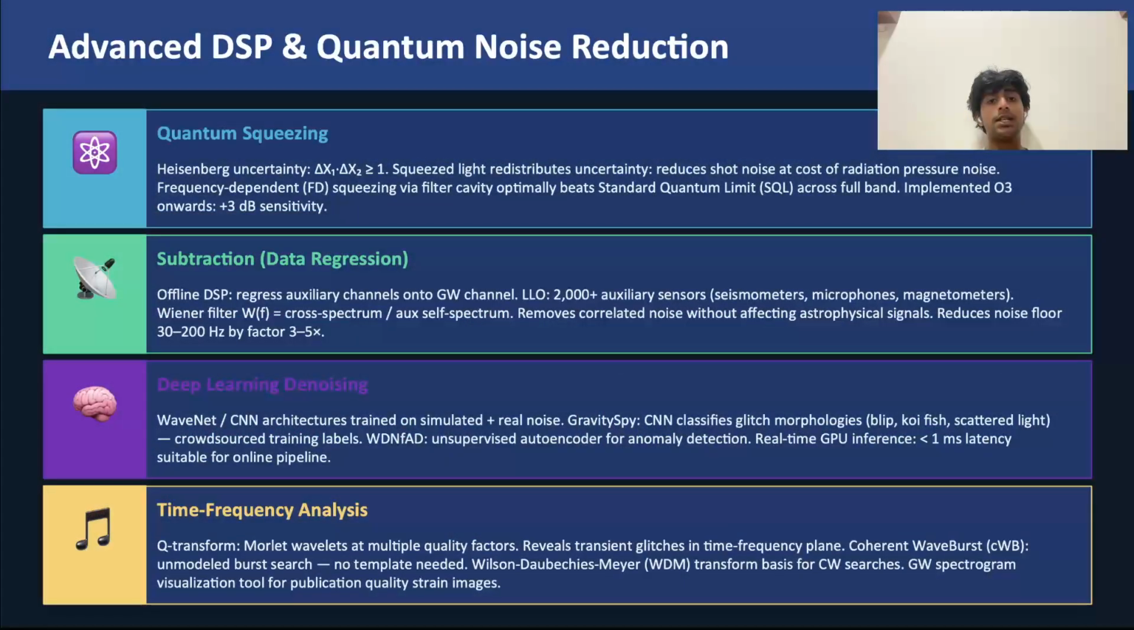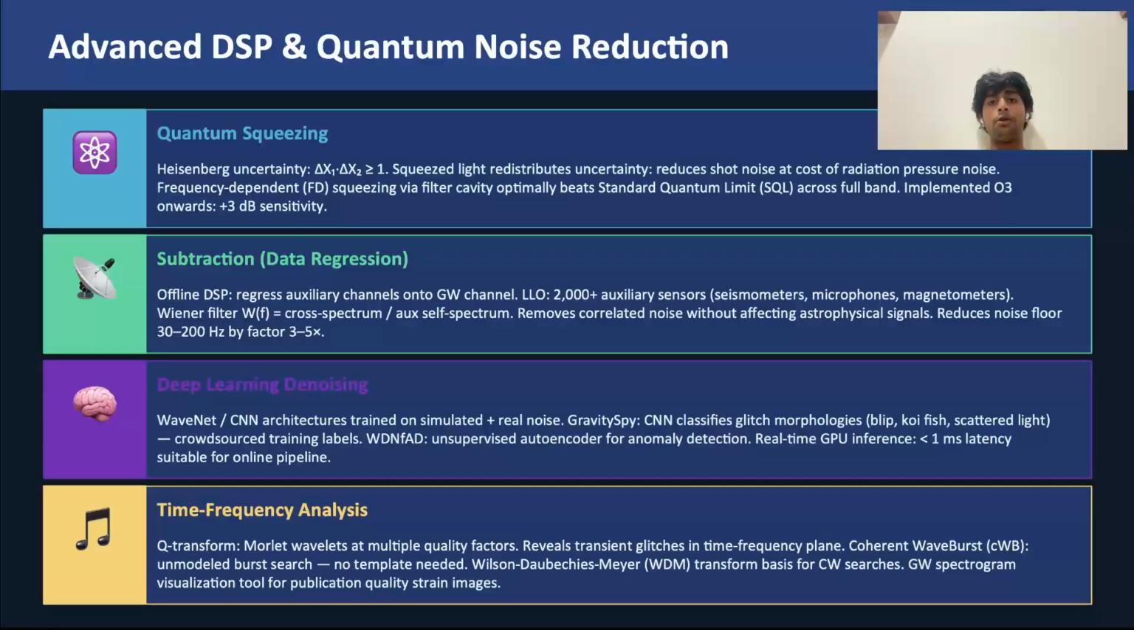Now the advanced DSP and the quantum noise reduction. Now, four techniques that go genuinely beyond classical signal processing. First is quantum squeezing, the one that makes physics grin. Heisenberg's uncertainty principle means phase and amplitude uncertainty in the laser field have a fixed product, the standard quantum limit. A standard coherent state splits it equally, and both show up as noise. But quantum optics lets you squeeze, redistributing uncertainty from phase into amplitude. Reduced phase noise means reduced shot noise at high frequencies.